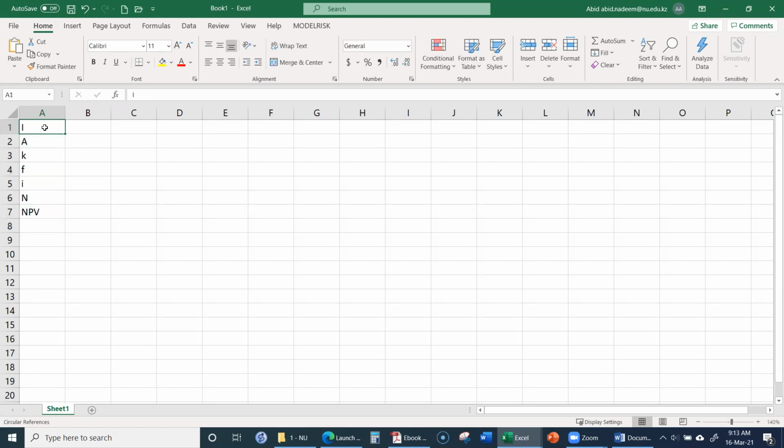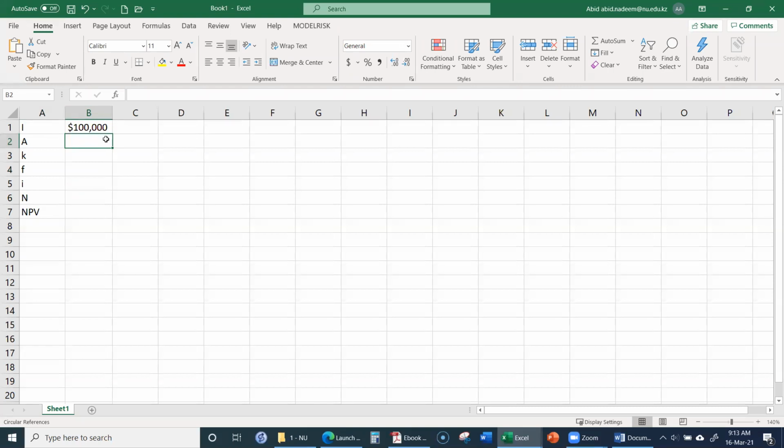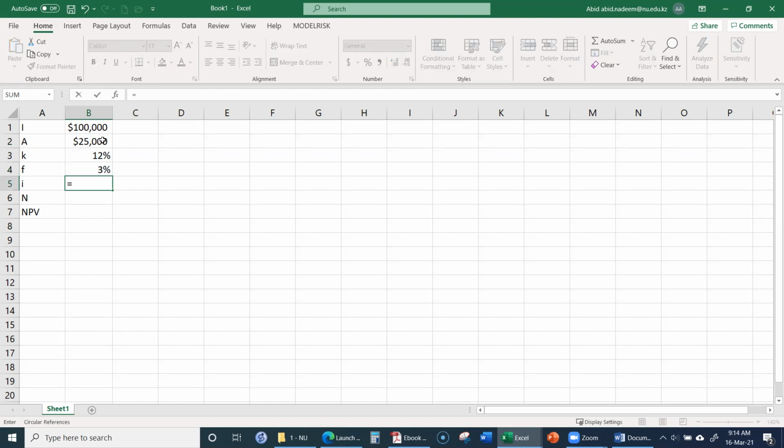Okay, so in this case, our values are in $1,000. This is the investment, $100,000, and the annual benefits are $25,000, and this was 12%. Okay, 3%, and then the interest rate will be 12 plus 3.